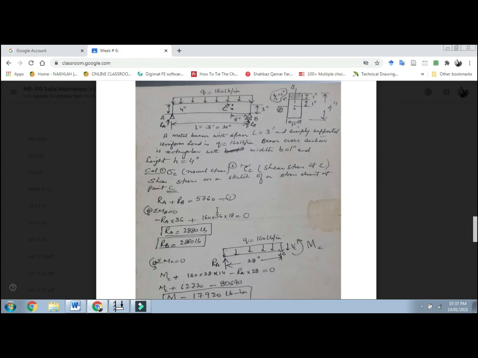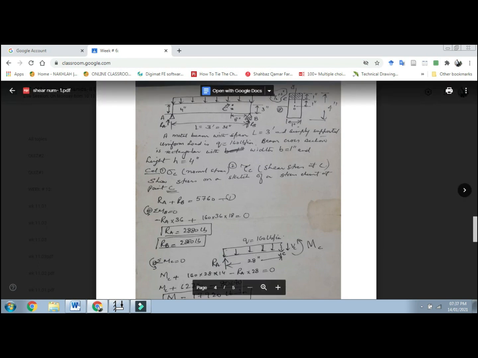We take the reactions, apply sum of Fy equals zero, and we get 5760 for equation 1. We apply moments about B, and we get the reactions: RA is 2880 pounds and RB is 2880 pounds. We want to find the bending stress and the shear stress at a very specific point, not at the midpoint, but 8 inches from the right support, so it will be 28 inches from the left. 28 plus 8 is 36.